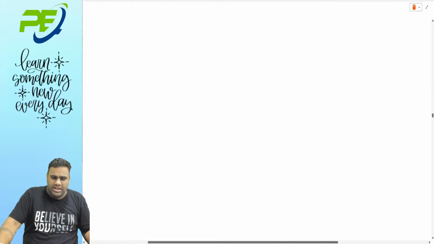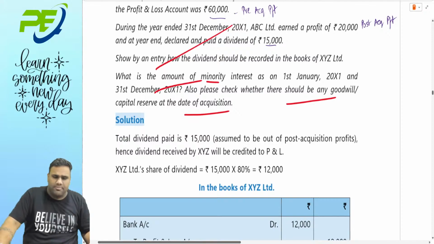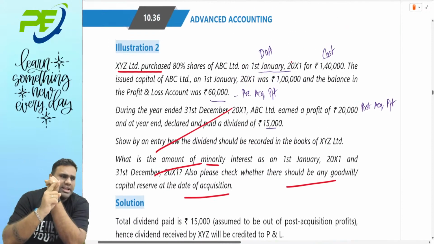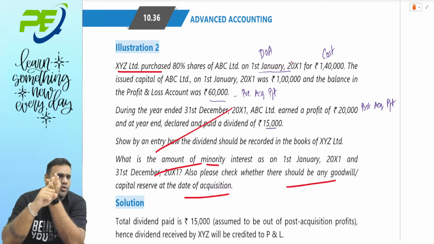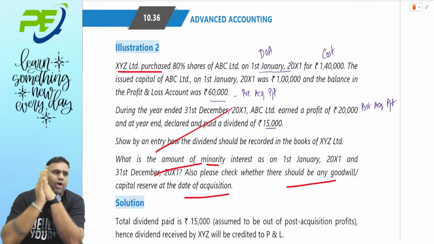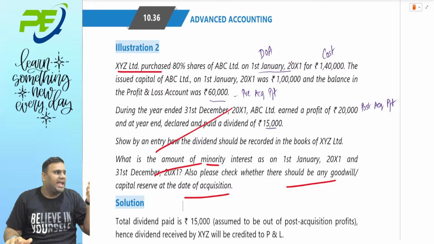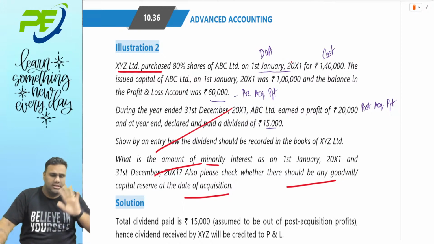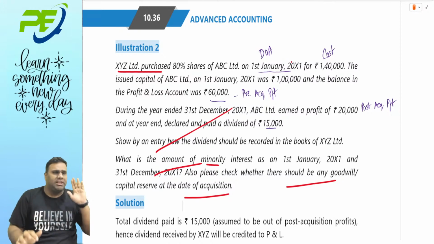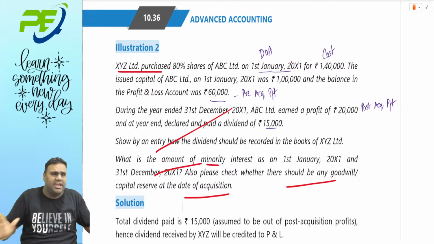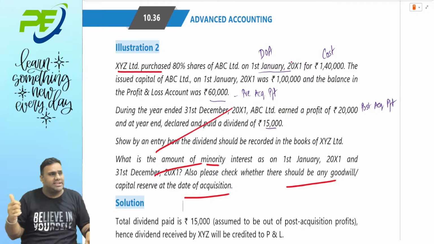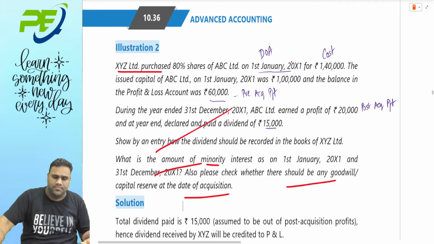Okay, so now let's continue consolidation of companies. In the previous class we saw a few basic concepts. We saw what is minority interest. We saw cost of control, which is goodwill or capital reserve. And then we saw how to calculate minority share at the time of acquisition and at the time of balance sheet. Now today the target is illustration 3 to 9, and if we complete the base problems, consolidation will get over, and from next class we'll start the actual consolidation.